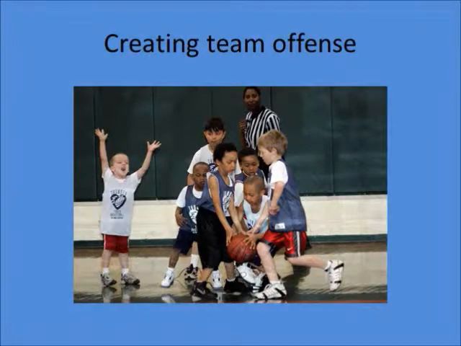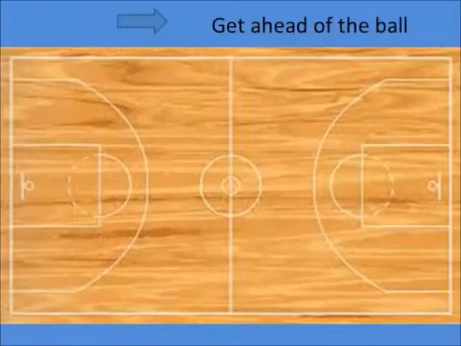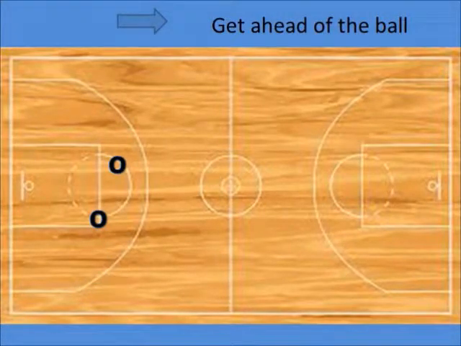Hi, this first clinic is on creating team offense, and we're really targeting junior coaches here, under 12s, under 10s. Kids are just starting to play basketball, and we'll look at how you can try and get some organisation into their offense. The first thing you'll notice when little kids play together is that everybody starts to crowd around the ball, a bit like a rugby scrum.